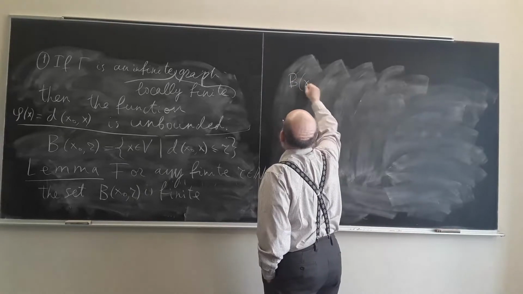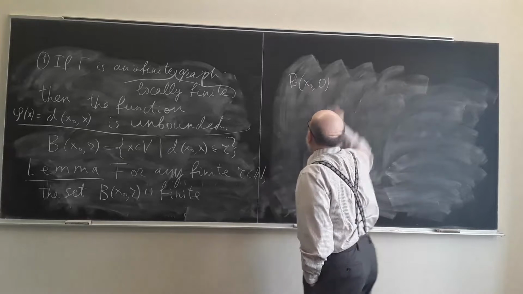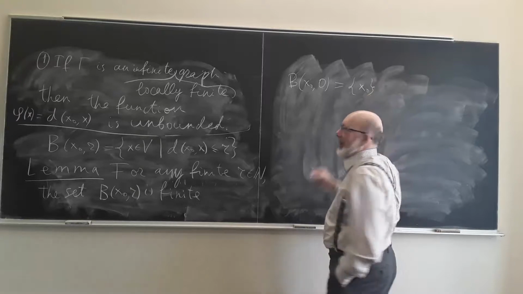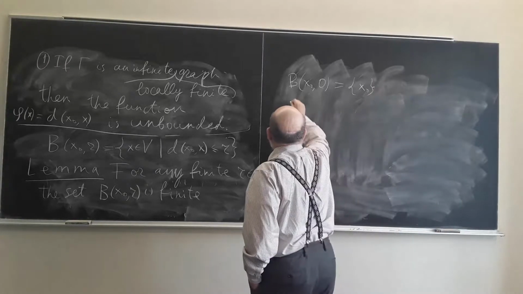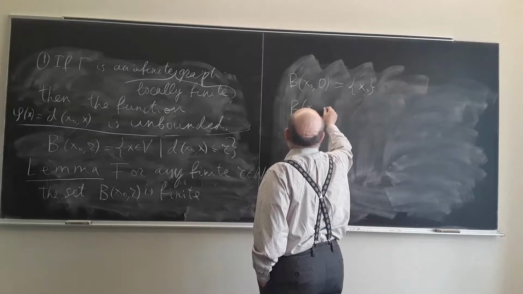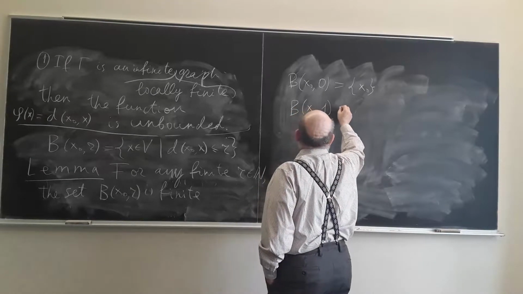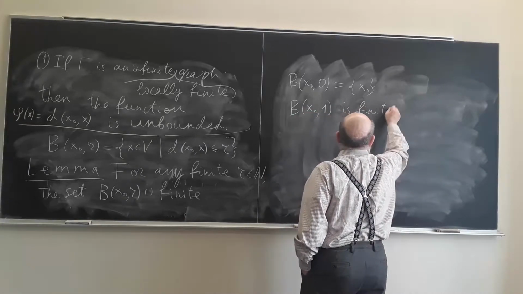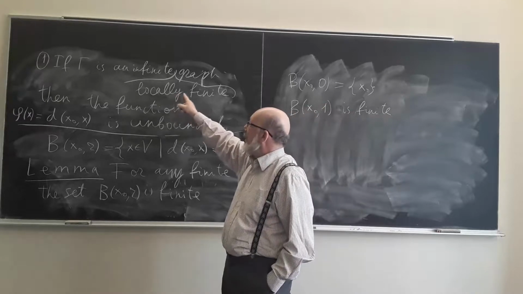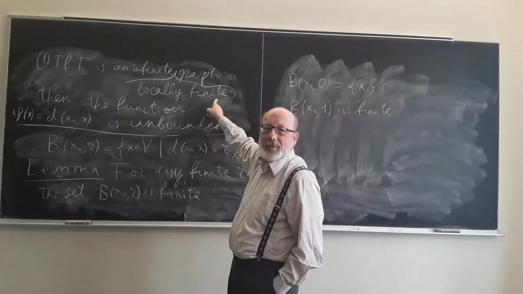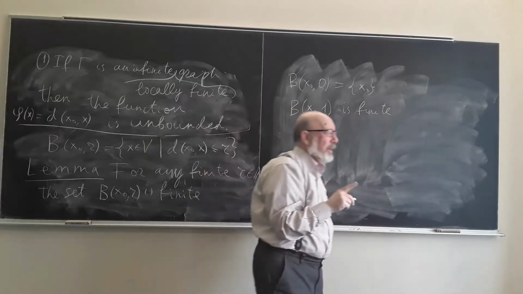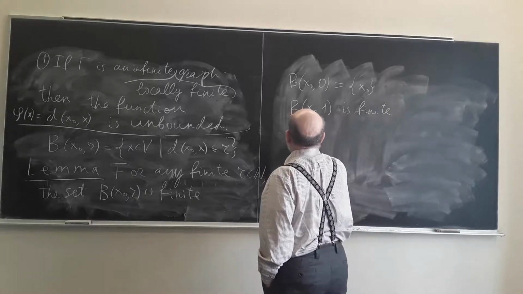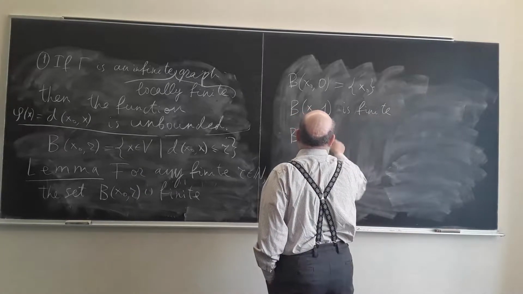B at 0, 0 is just the set of one point at 0. Yeah? B at 0, 1 is finite, because the graph is locally finite. So the point x0 has just a finite number of neighbors. Yeah? Now, what is B of x0, 2?